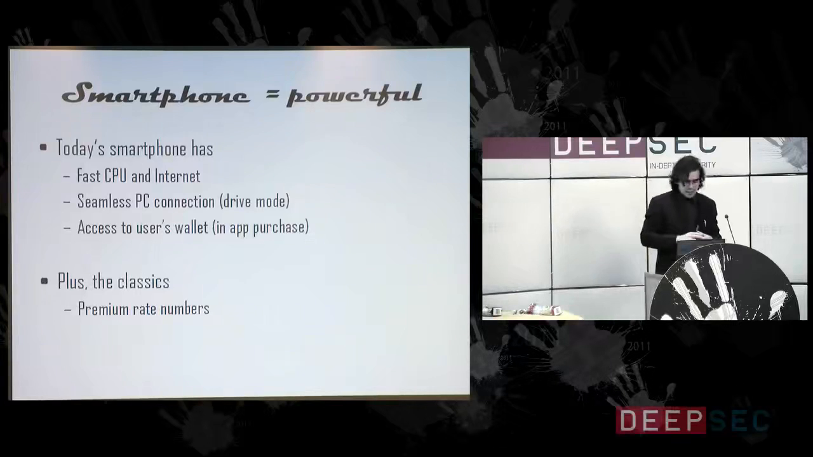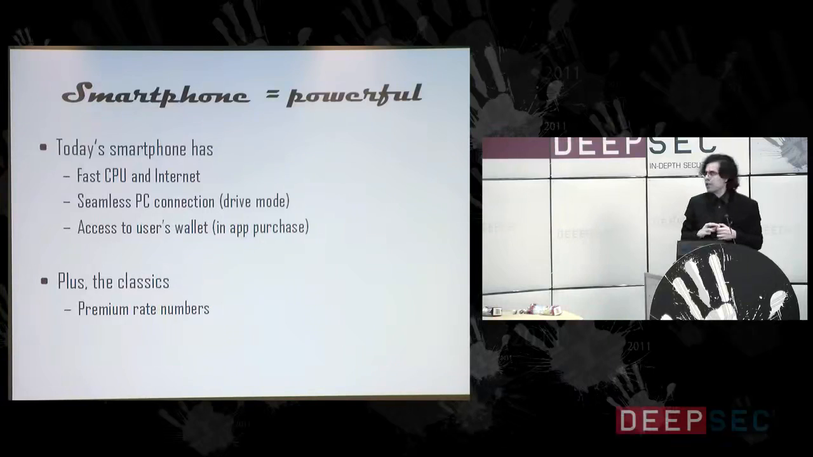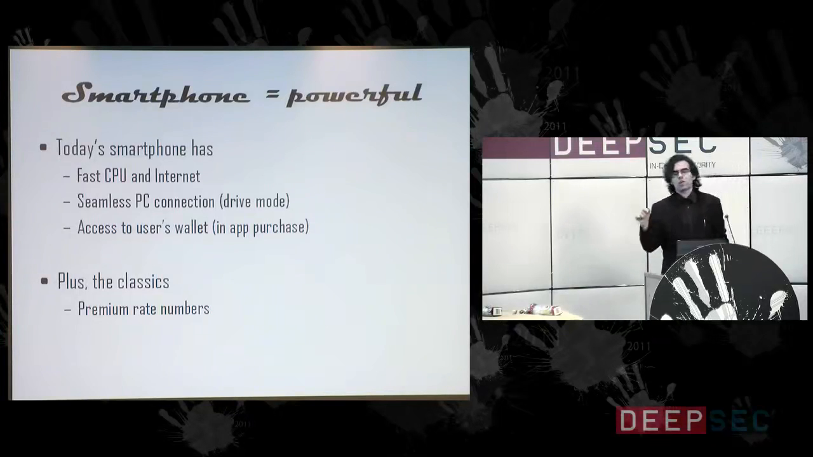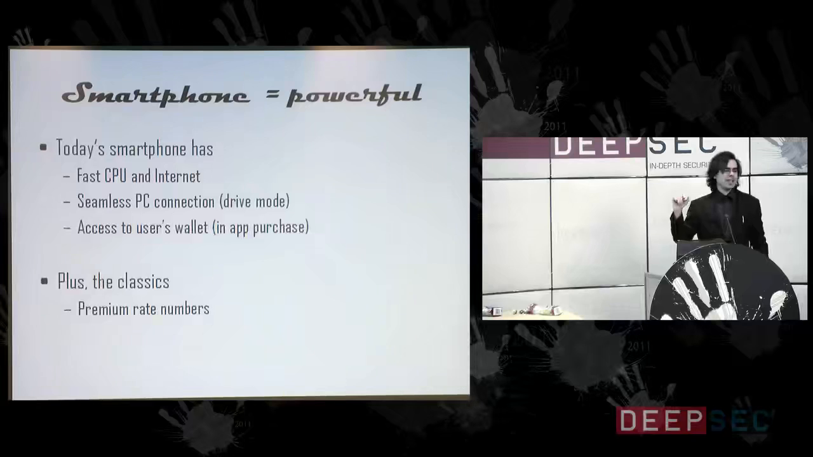The point is this. First of all, a smartphone today has a very fast processor. So it means you can really do some brute force, and you can do quite a bit of junk with those smartphone CPUs. Secondarily, smartphones connect seamlessly to the PC. And finally, they can not only call premium rate numbers, but they can now also deduct money right from my credit card. How can they do it?